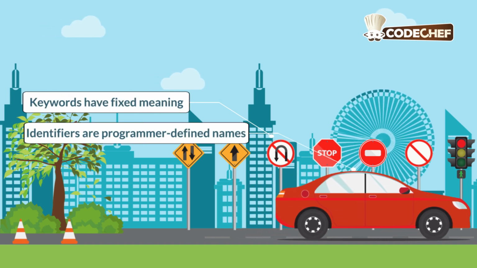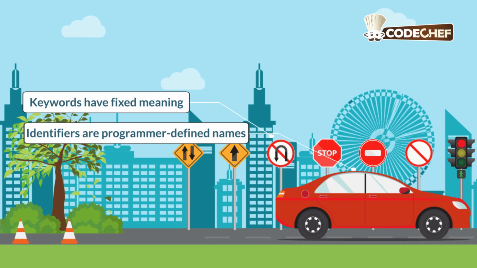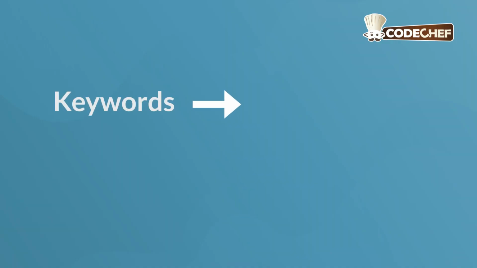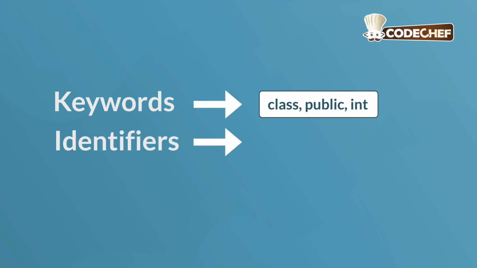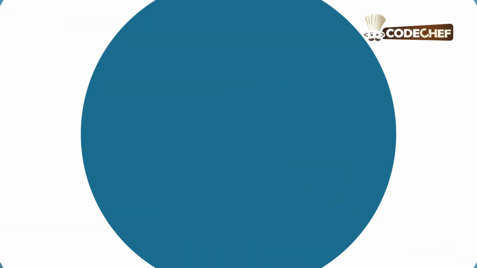Identifiers are like license plate numbers, unique names you assign to your cars or variables, so you can refer to them later without confusion. In Java, keywords are reserved words with special meaning, such as class, public, and int. Identifiers are names you define for variables, methods, and classes, like userScore or calculateSum. Identifiers must follow naming rules and cannot be the same as keywords.